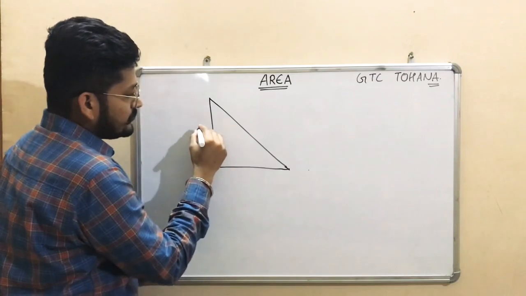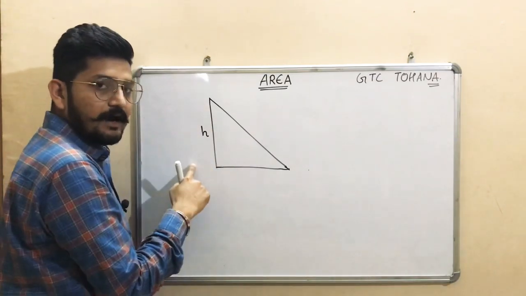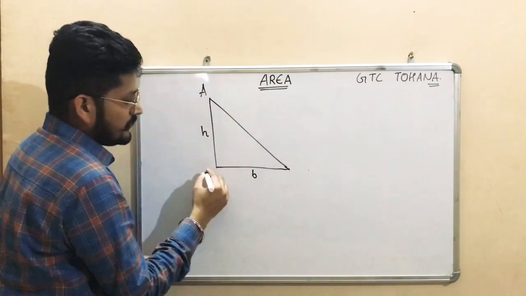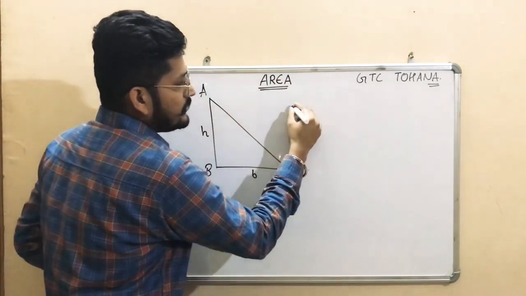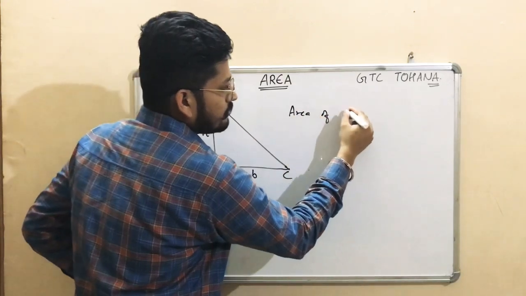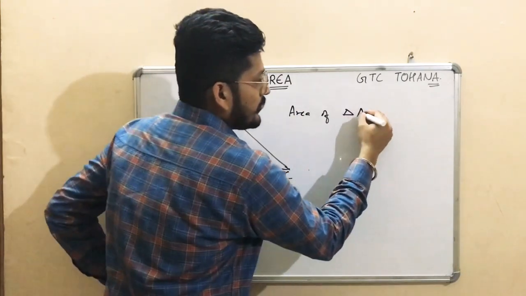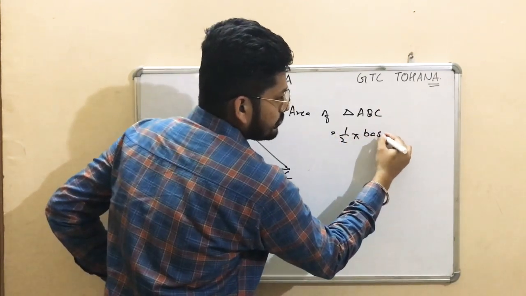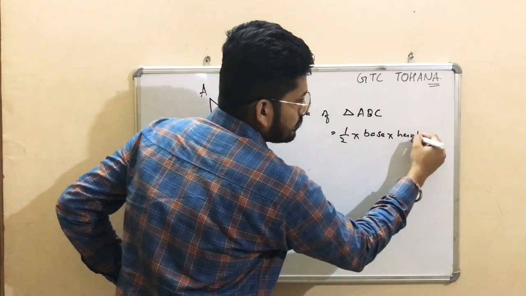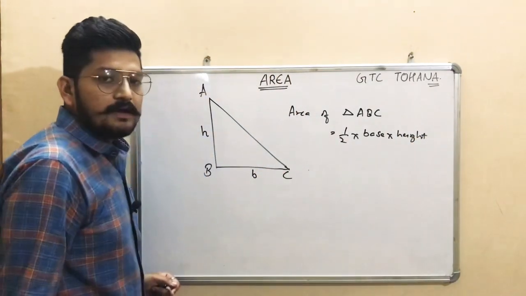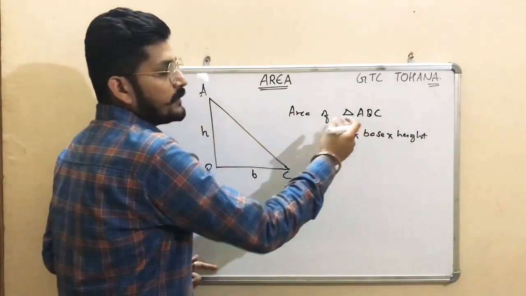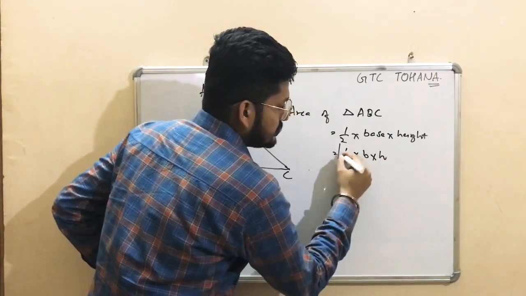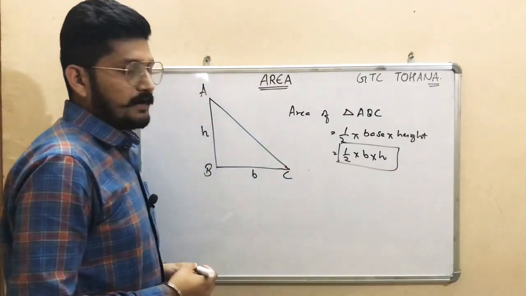Let us suppose this is height of a triangle and this is base of a triangle. Let us suppose this is A, this is B, this is C, then area of triangle ABC is equal to half into base into height. This is the basic formula of how to find a area of a given triangle. This is half, base is b and this is h. This is the formula of area of triangle.